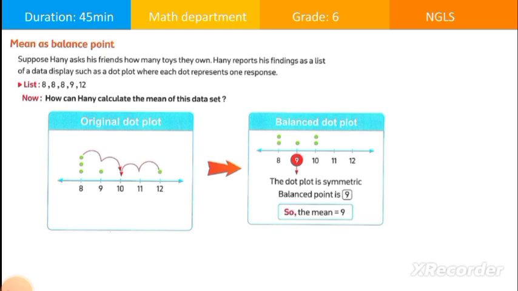Move 3. I have 3, 8, 9 and 12. To make this data balance, I can balance at 9, and 9 is the point of symmetry, and the balance is 9, because when I put 8 in 9 and put 10 in 9, the balance or symmetric point is 9, and the mean also is 9.